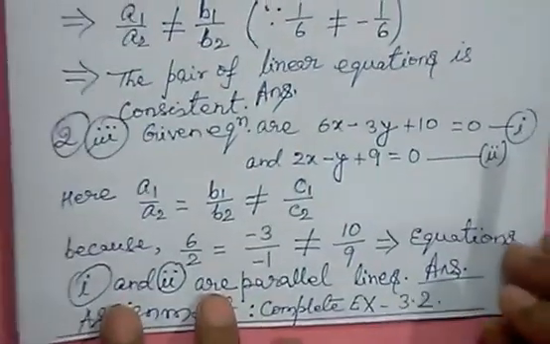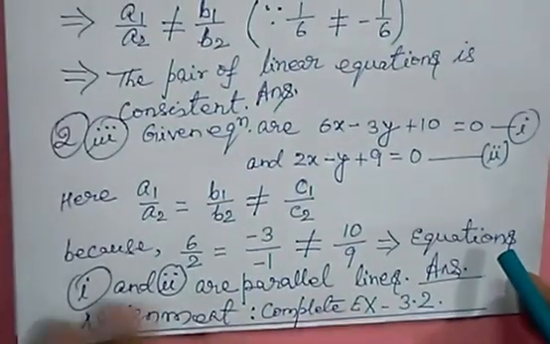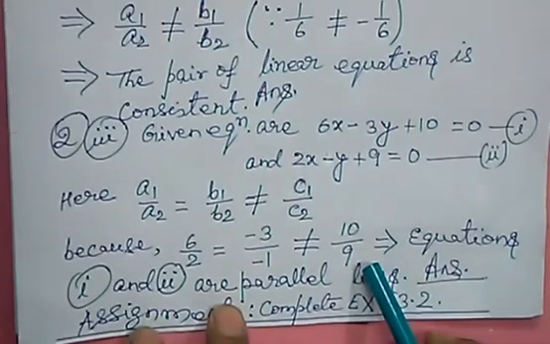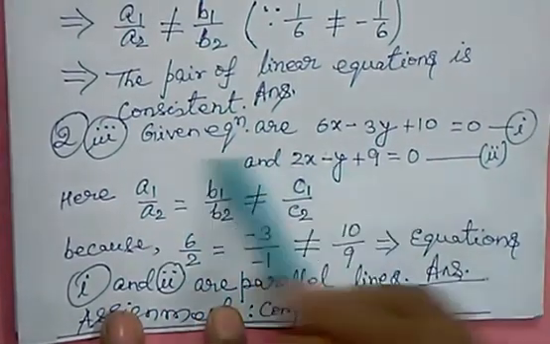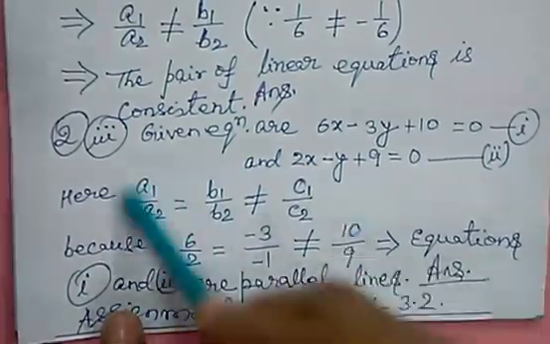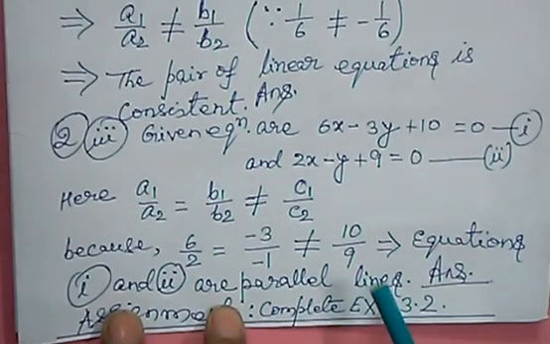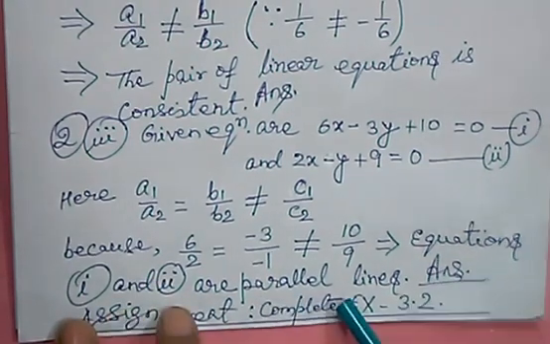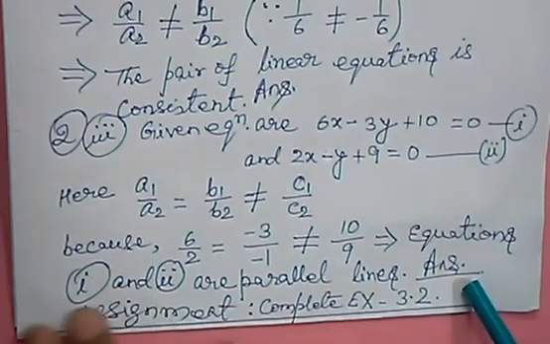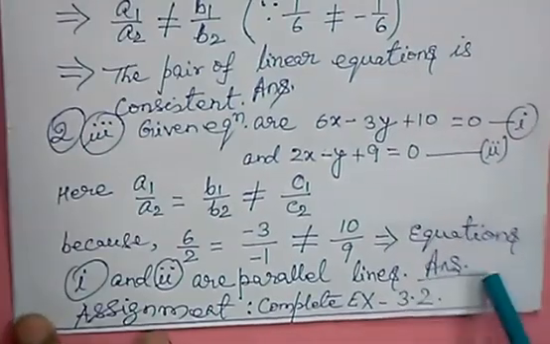So what does this imply? Equations 1 and 2 are parallel if this relation holds among the coefficients. Then what is the conclusion? That 1 and 2 are parallel lines. So hence the result. This is the answer.